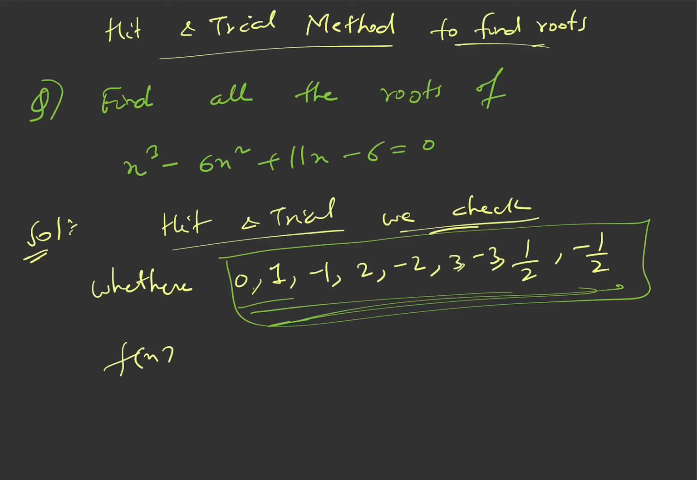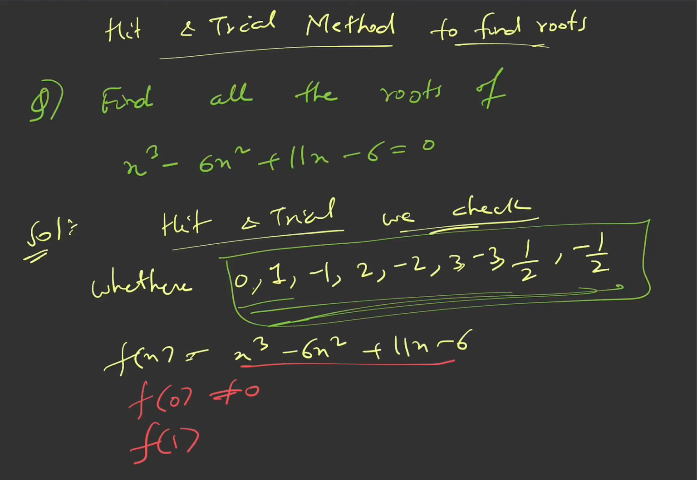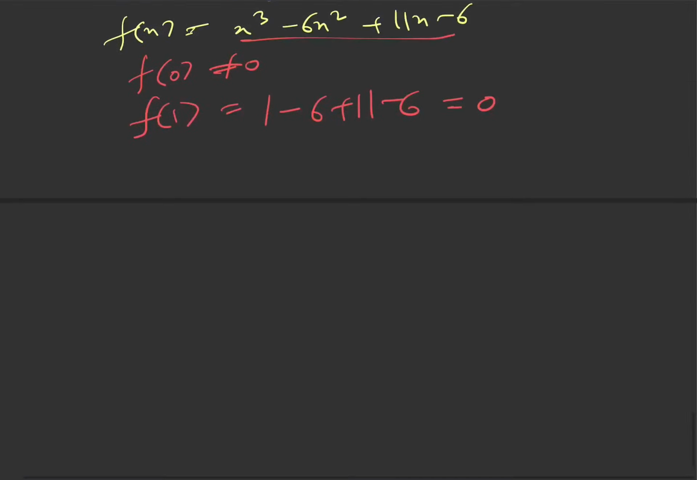So our given polynomial equation is f of x is equal to x cube minus 6x square plus 11x minus 6, right? This is our polynomial f of x. So see, f of 0 is clearly not equal to 0 because f of 0 is minus 6. Now let us check f of 1. Let us do hit and trial with f of 1. If you put x is equal to 1, you will get 1 minus 6 plus 11 minus 6. This will become 0.